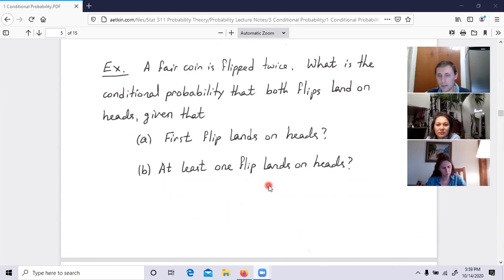First toss of the coin is heads, and here in B, at least one of them. And I am asking what's the probability that both of them are heads, given this information.